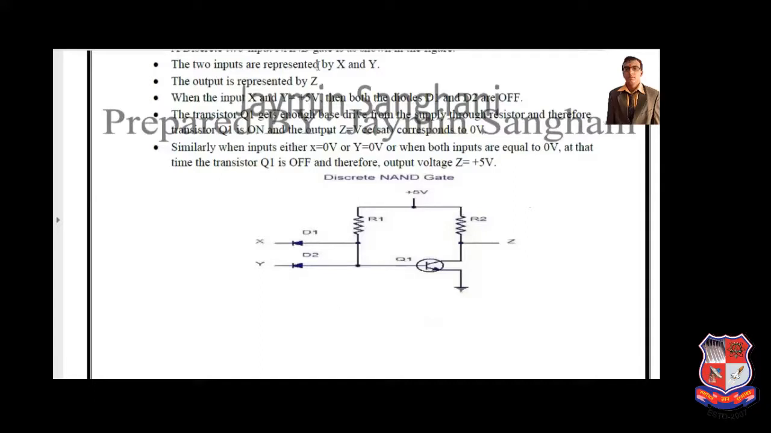What is the equation of NAND gate? Y equal to A dot B complement. It is the equation of NAND gate.